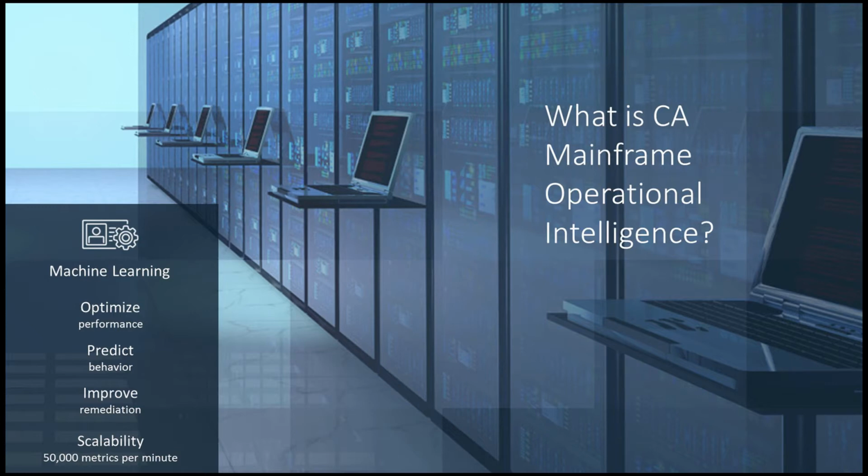Data science algorithms provide the team with embedded and predictive analytics. CA Mainframe Operational Intelligence models your data and provides multiple tools to analyze it in your web browser. CA Mainframe Operational Intelligence 2.0 supports 50,000 metrics per minute. So, what's new in this release?